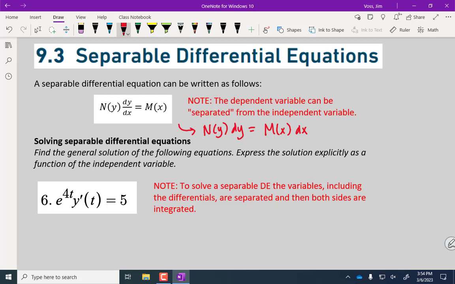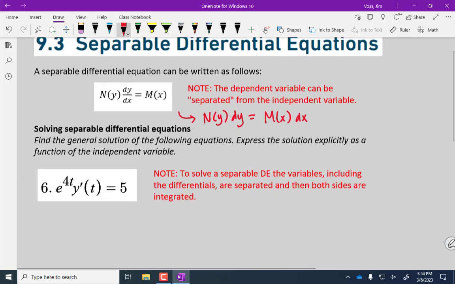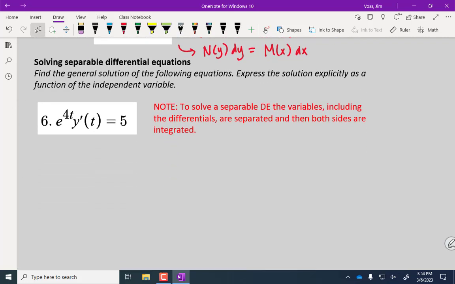What's really interesting about these separable differential equations is that you can integrate each side with respect to a different variable, and it will work. So for example, with this one here, whenever we are dealing with separable, we have to use the differential notation. We can't use prime notation. So we convert our prime notation over to differential notation.